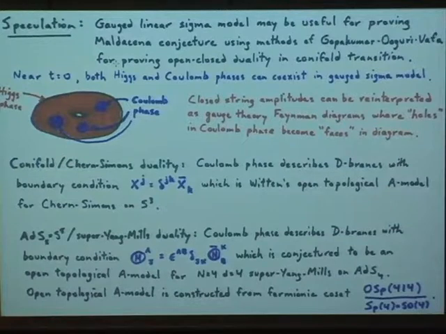Now there's an obvious generalization to the Maldacena conjecture, which was actually speculated already in the Gopakumar-Ooguri-Vafa papers, which is that there might be a generalization in which now the nonlinear sigma model, or the gauge linear sigma model, is going to describe the superstring on AdS5 times S5. And in this case, the Coulomb phase is going to describe D-branes.